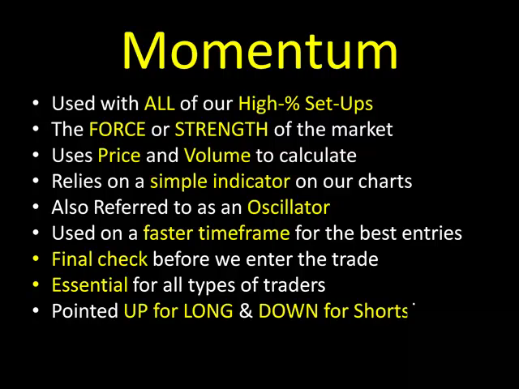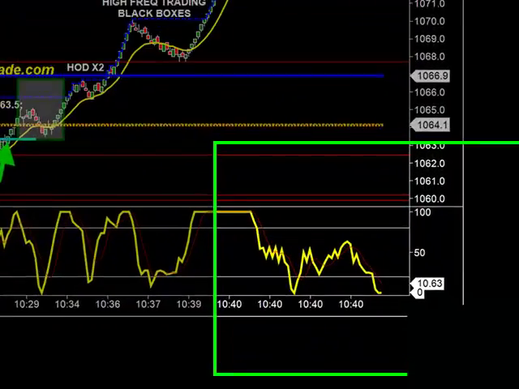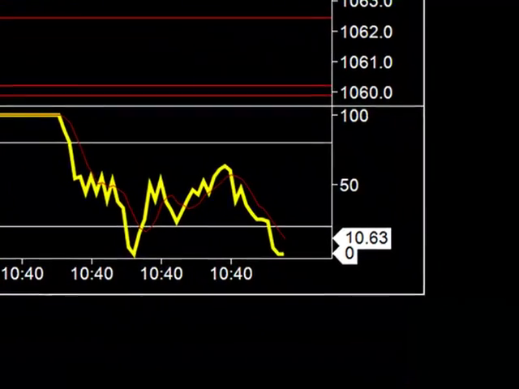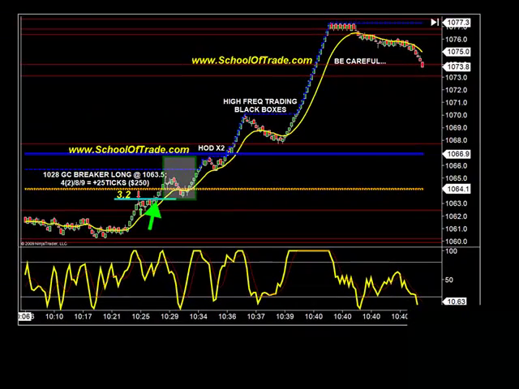Momentum indicators are pointed up for a long trade or pointed down for a short trade. So once again, guys, it's a simple indicator. It's an oscillator. We use it in the fastest time frame, and of course here's what it looks like on your charts. It's right there, the thick yellow line at the bottom of your price chart, and of course again very simple to use. Pointed up for a long trade, pointed down for a short trade.